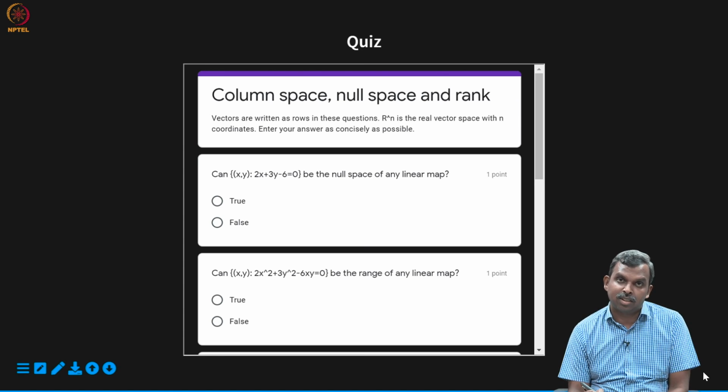Let's move on to the next lecture and look at interesting things about the algebra of linear maps.